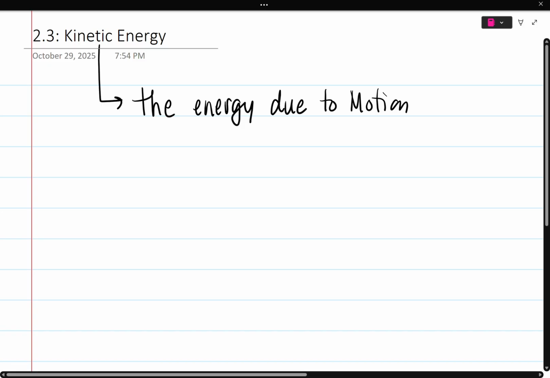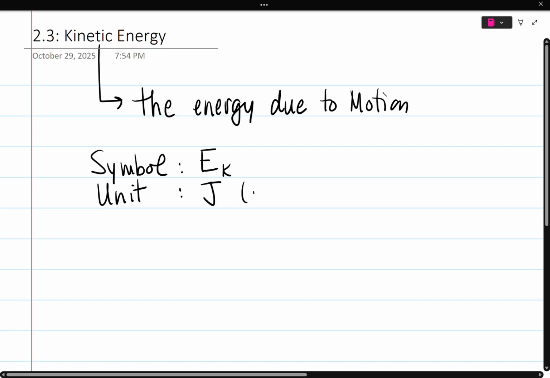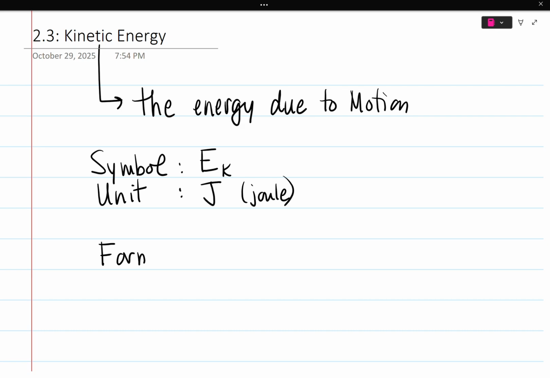The symbol now for kinetic energy is a capital E for the energy, and then we're going to do a subscript K. So now we know we're talking about kinetic energy. We are still dealing with energy, so the unit will be a joule. And the formula now, which is on your data sheet, just like the potential energy formula is on your data sheet, has to deal with kinetic energy.